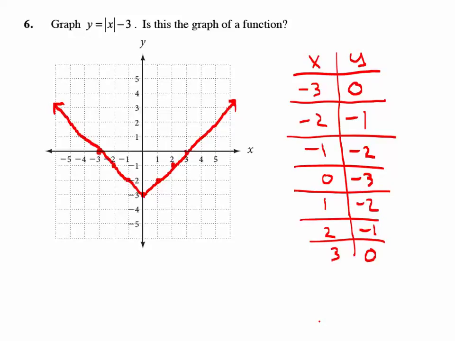So then the question is, is this a function? Sure, it only crosses at most once. Cool. All right, I think that's where we'll stop.